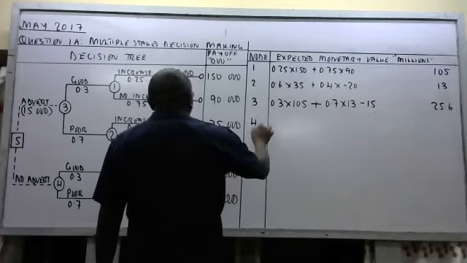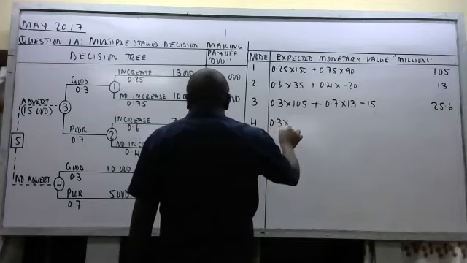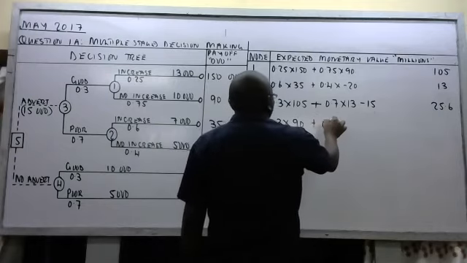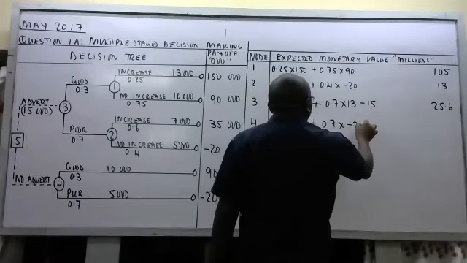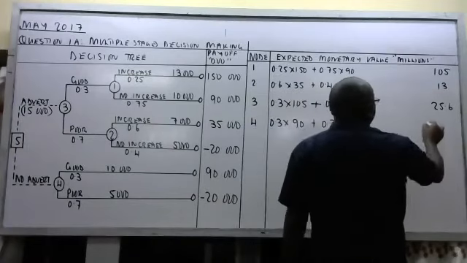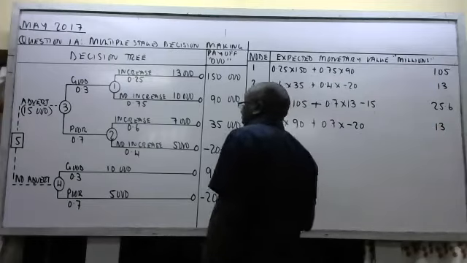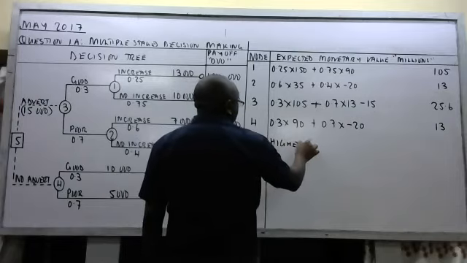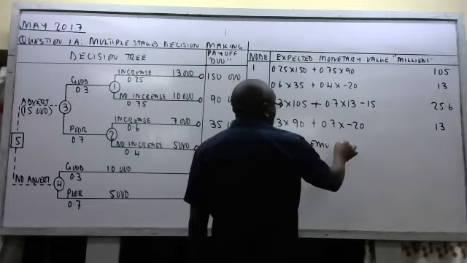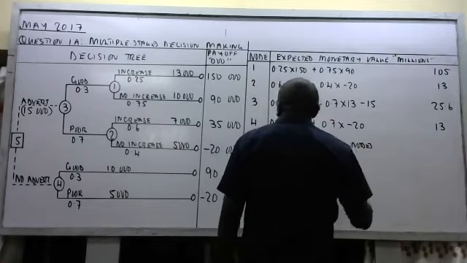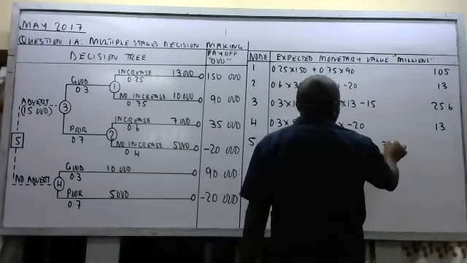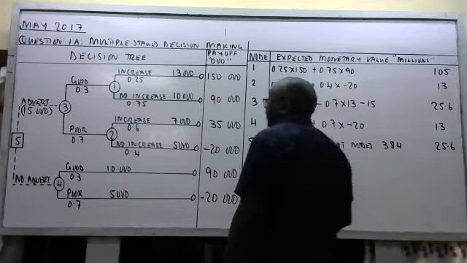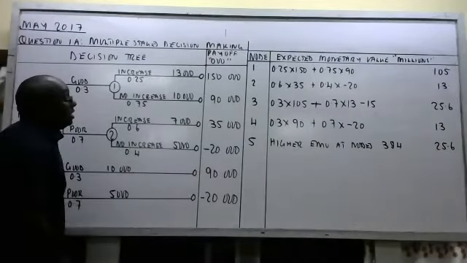Then number 4, it is 0.3 times 90 plus 0.7 times minus 20. You got 13 again. So number 5, you go for the higher EMV. The higher EMV at nodes 3 and 4, and the higher is 25.6. Na hiyo imechukuliwa kwa number 3 here.